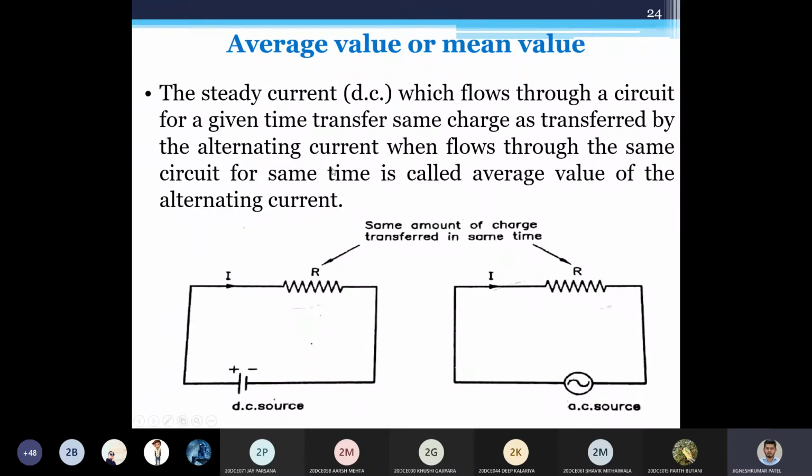The other value is the RMS value, where we are transferring the heat energy. But here I am transferring the charge. Charge means the number of electrons or the number of coulombs of charge, you can say. So the basic definition is: the DC which flows through a circuit for a given time transfers the same charges as transferred by the alternating current when it flows through the same circuit for the same time, and that is called the average value of the alternating current. So time is also the same, right?